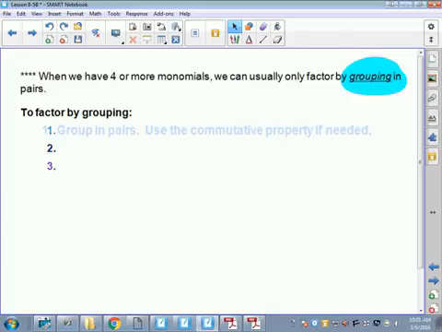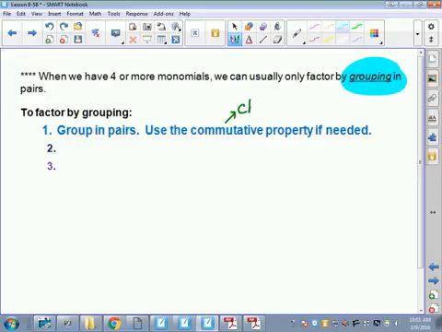So to factor by grouping, group them in pairs. Use the commutative property if needed. Everybody remembers commutative property, right? Commutative property says you can change the order and rearrange things. Sometimes you might need to. Sometimes you have better factors, or there's no x's in the, or whatever.